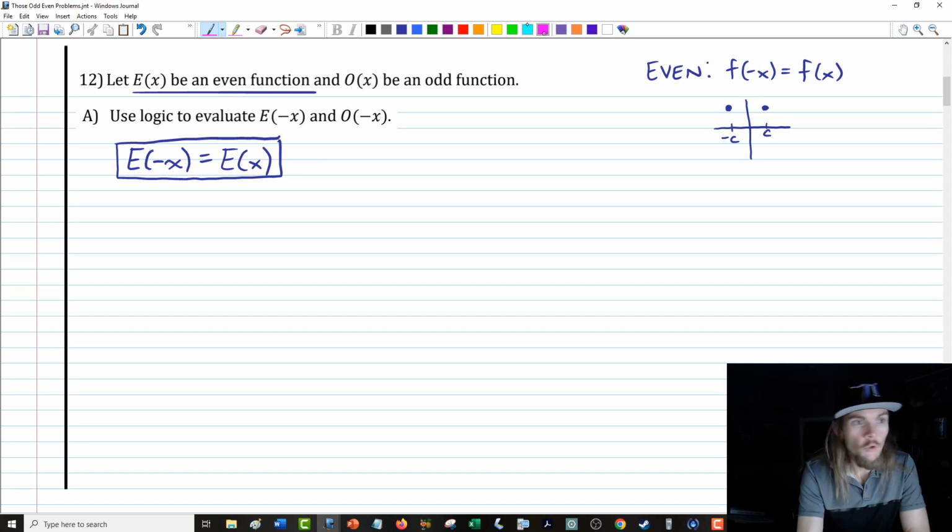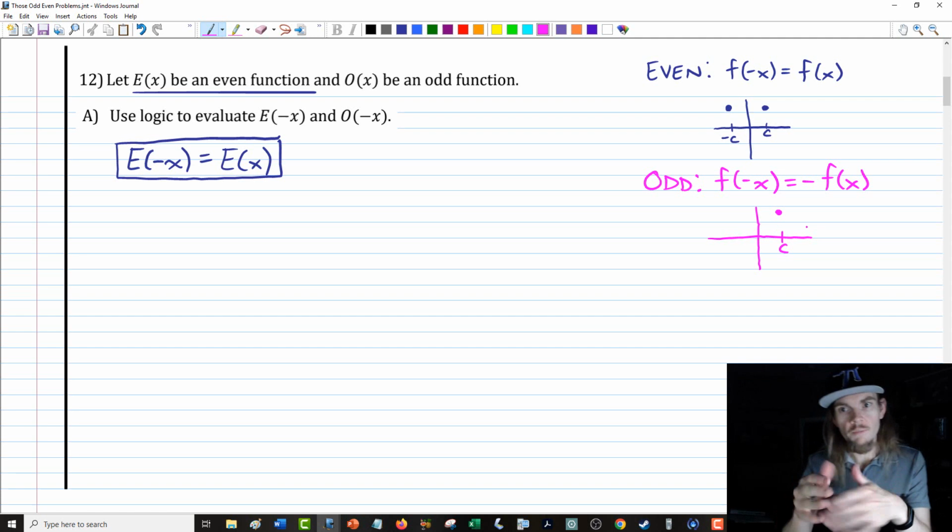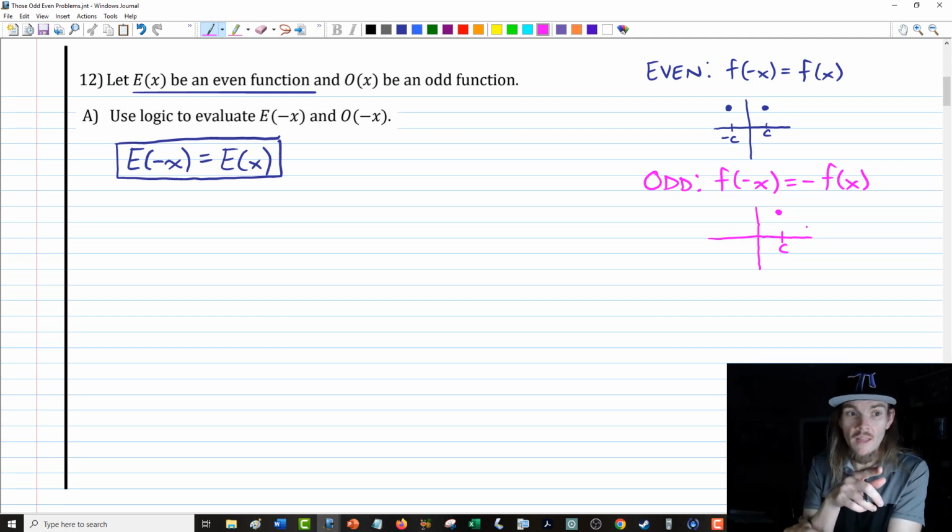On the flip side, we can get that kooky odd function. The odd function, if you'll recall, is the one that says when you plug in negative x, aka f of negative x, it is going to equal negative f of x. This one feels a little bit stranger, but once again, I think a quick little diagram does the trick. Let's imagine once again we have some point over here at c. Remember, an odd function, graphically speaking, has this rotational symmetry. So a point up in that first quadrant is going to end up down in the third quadrant.